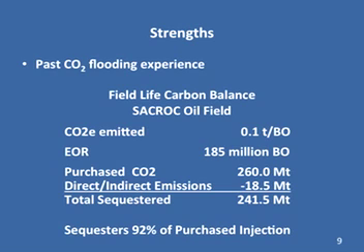And we can forecast that enhanced oil recovery at Sac Rock will be 185 million barrels, and that we're going to purchase 260 million tons of CO2. So that means our emissions are going to be 18.5 million tons, that's 0.1 times 185. So the total sequestered is about 242 million tons. That's about 92% of the CO2 net remains in the ground.